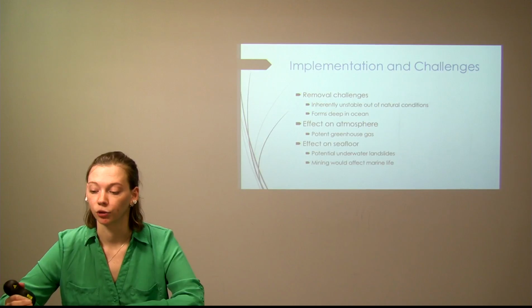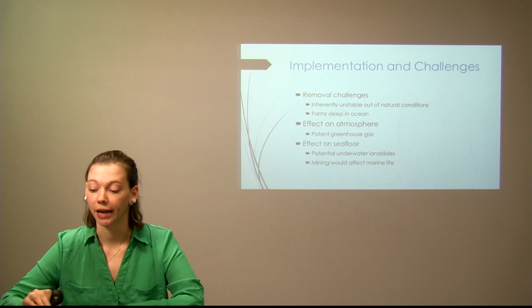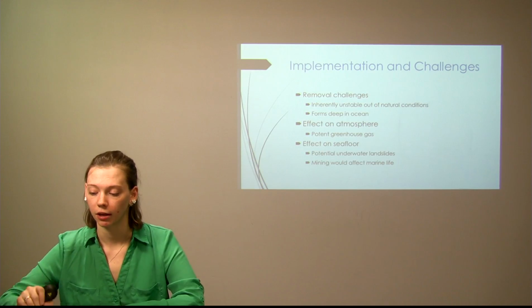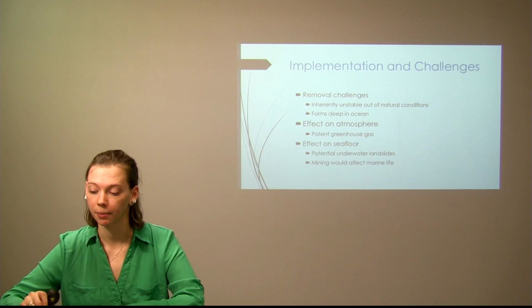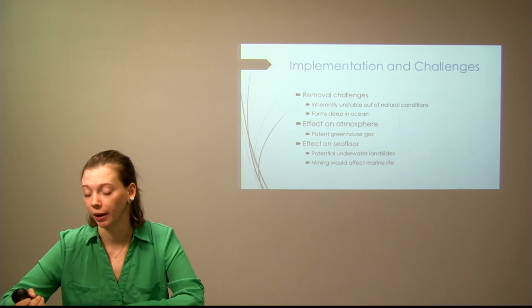Removing clathrates from the seafloor can cause underwater landslides, which can kill the plants living on the seafloor and starve the creatures that feed on them, and that impacts the whole food chain above it, as well as the actual mining of it can potentially drive away all the fish in the area.